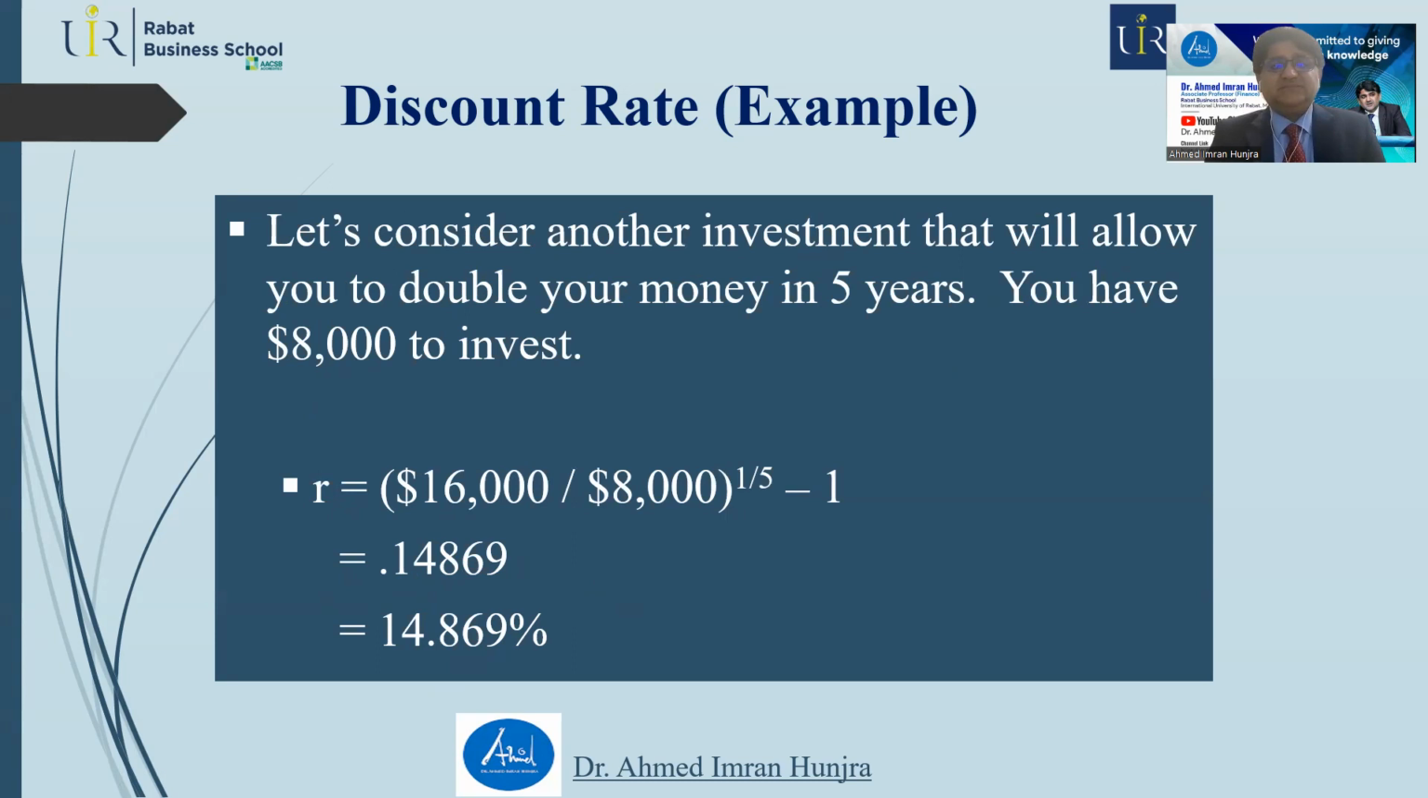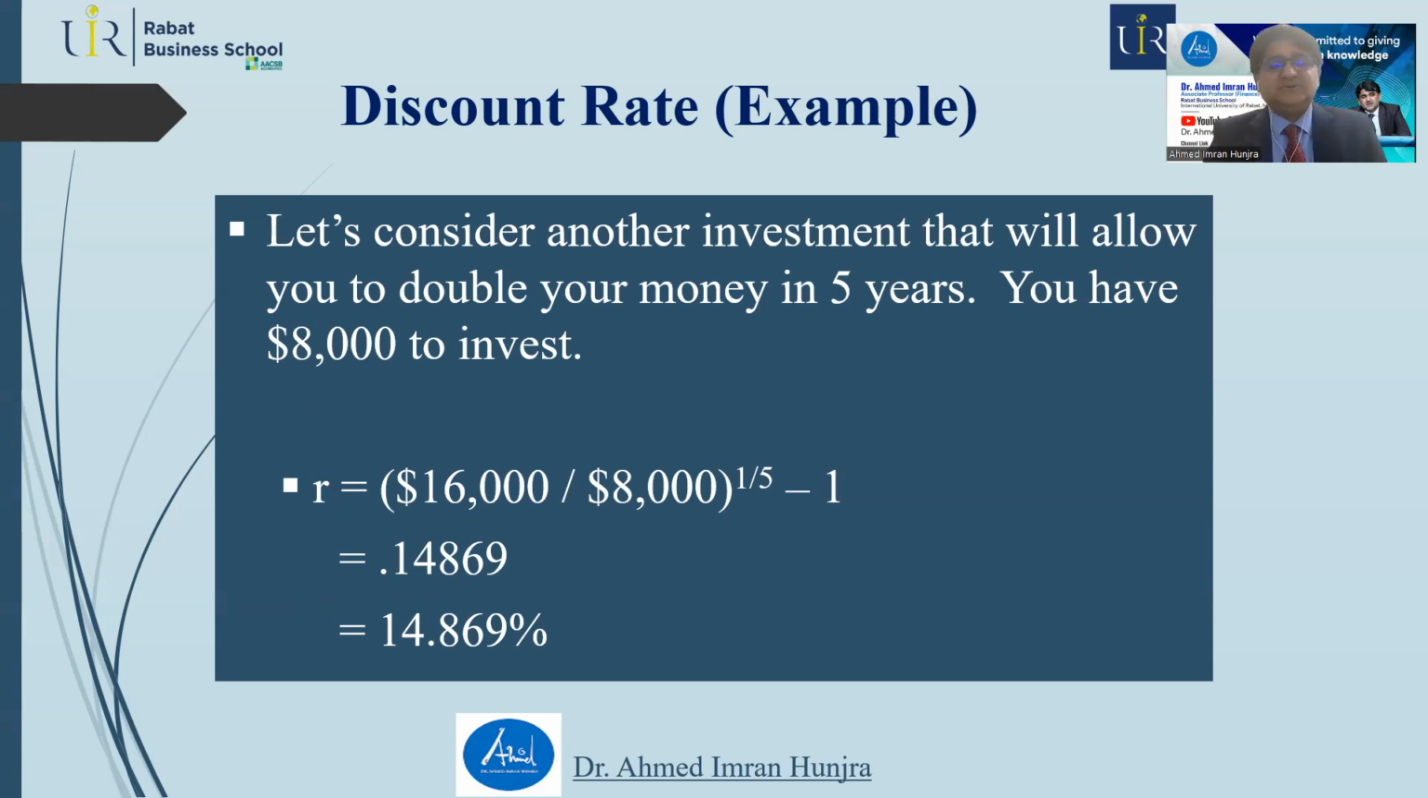So then we have the discount rate example. We have another discount rate example. Let's consider another investment that will allow you to double your basic investment in 5 years. So what can be the rate of return? Your investment is 8,000 and your target is what you want to receive, which is 16,000, meaning double of 8,000 in the next 5 years. So what can be the rate of return? So what do you want to have? You want to have 16,000 in 5 years if you invest 8,000 today.